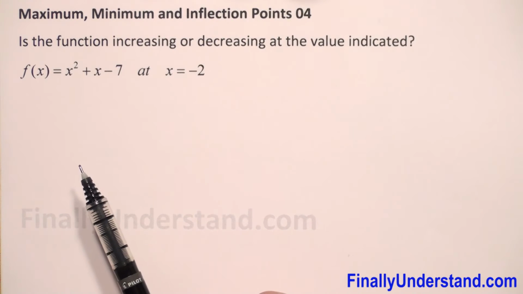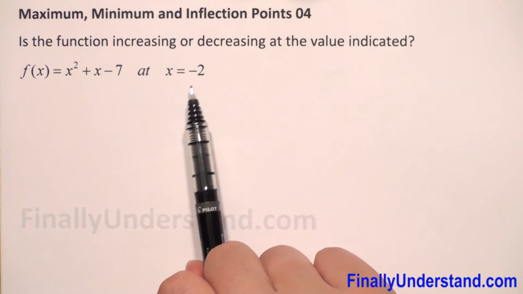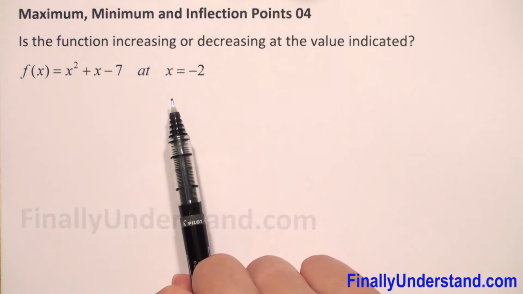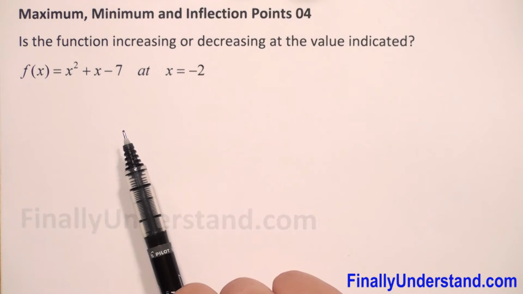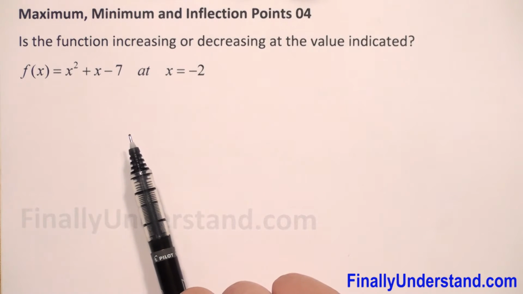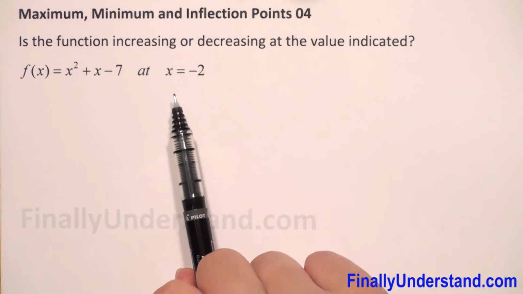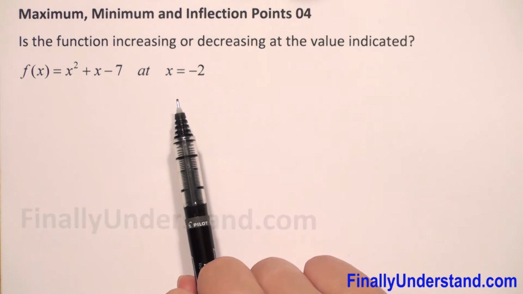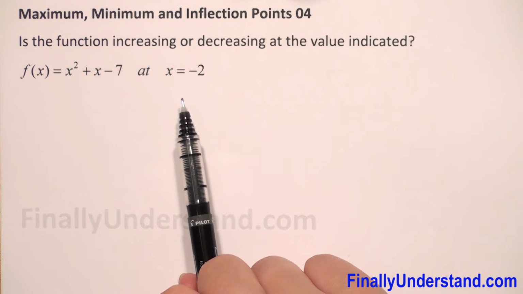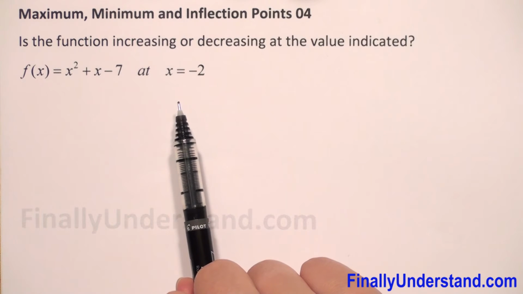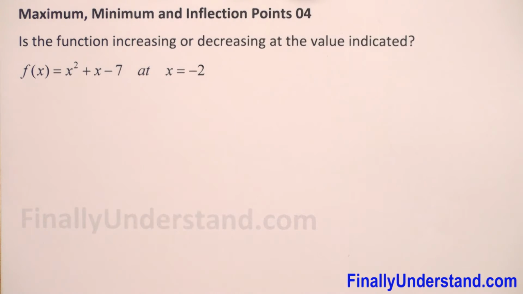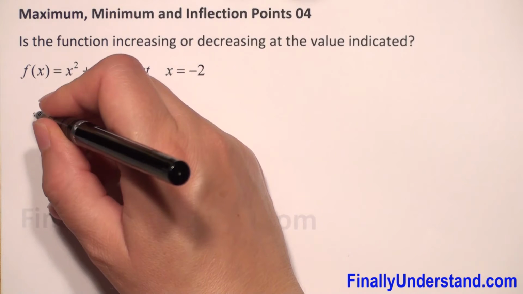When our first derivative for x equals negative 2 is positive, it means our function is increasing. When we get that our first derivative for negative 2 is negative, it means our function is decreasing. So let's calculate the first derivative.